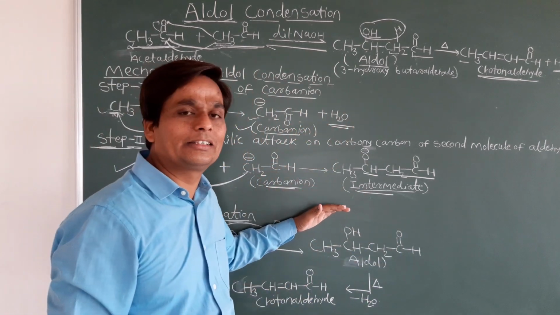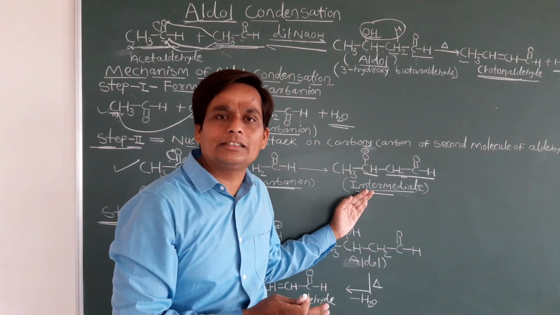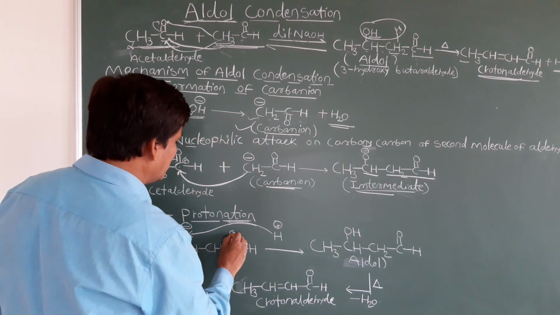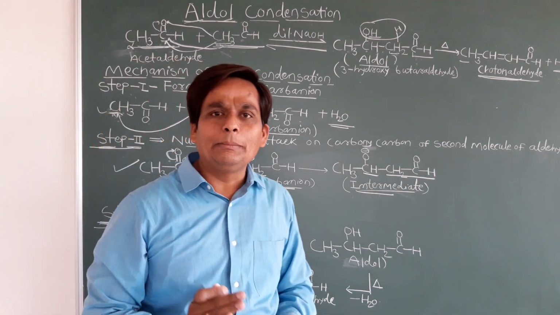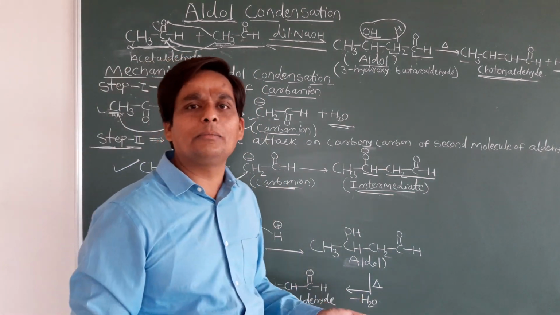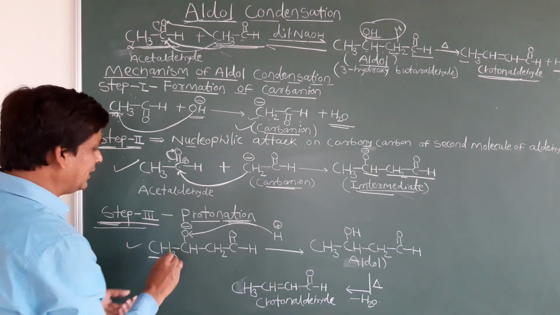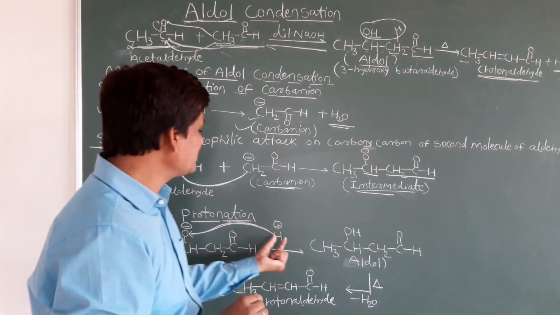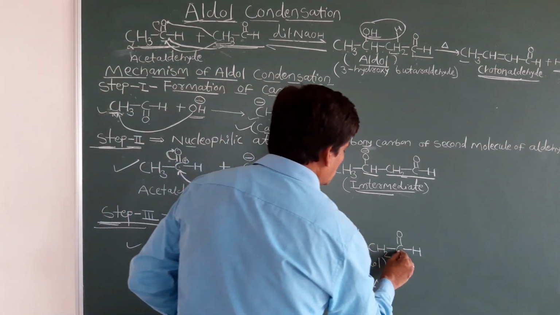Now see the third step. In third step, whatever intermediate we got in second step, we take here: CH3CHO minus CH2C=O H. Now in step third it undergoes protonation. Protonation means it is a hydrolysis process. Okay, so we can add the H plus ion, and that H plus obviously comes from the water molecule. Okay, so now what happened? That intermediate is taken here, and this H plus attacks this O minus. Now this O minus converts into the OH group. So what we will get now? CH3CHOHCH2C=O H.